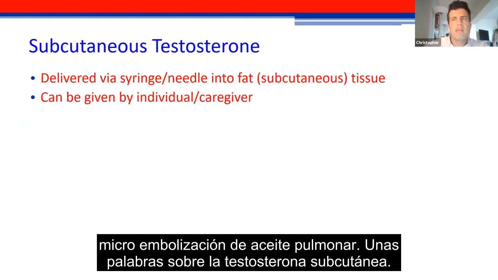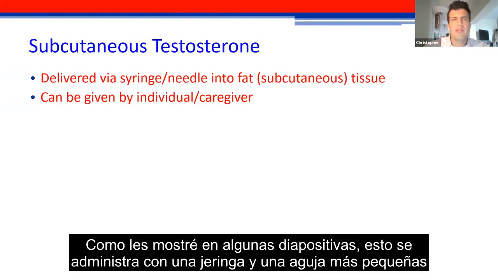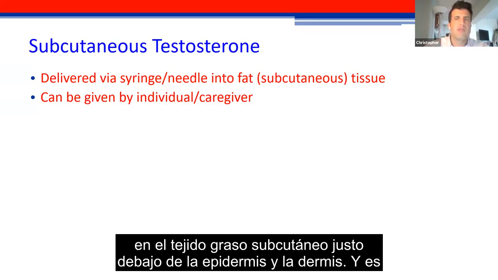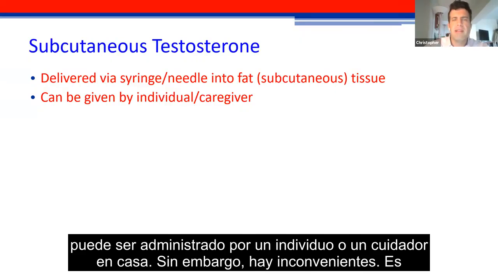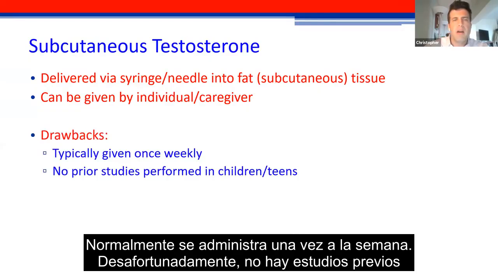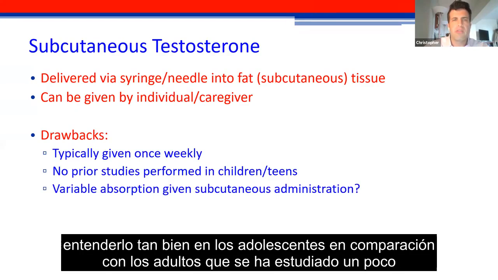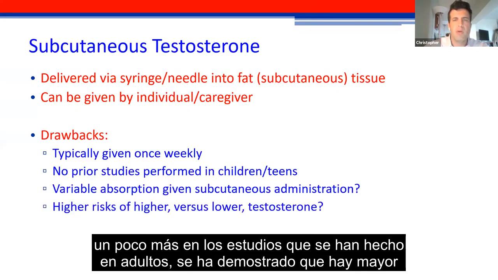Just a quick word on subcutaneous testosterone. As I showed you in a few slides, this is delivered via a smaller syringe and needle into the subcutaneous fat tissue right underneath the epidermis and dermis, and it can be given by an individual or a caregiver at home. There are drawbacks though. It's typically given once per week. Unfortunately, there's really been no prior studies performed in children. There's variable absorption, and we just don't really understand it as well in teenagers compared to adults, that it has been studied a little bit more.